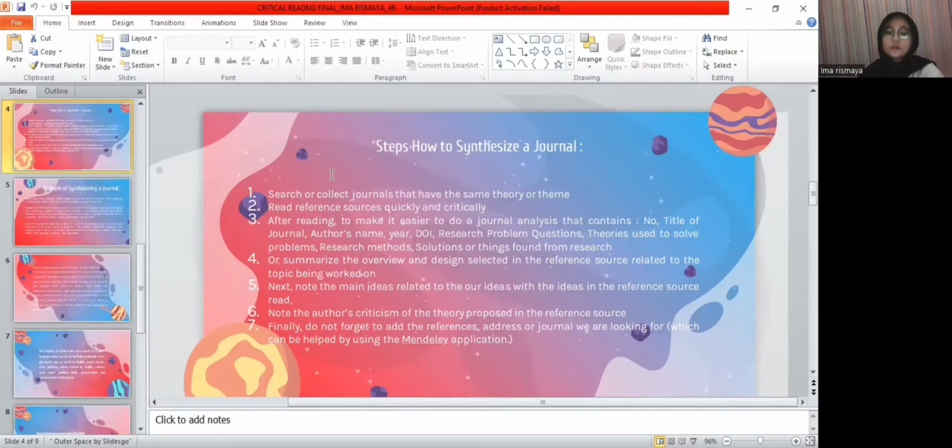Number 4, summarize the overview and design selected in the reference source related to the topic being worked on. Number 5, next, note the main ideas related to our ideas with the ideas in the reference source read. Number 6, note the author's criticism of the theory proposed in the reference source. Number 7, finally, do not forget to add the reference, address of the journal we are looking for, which can be helped by using the Mendeley application.